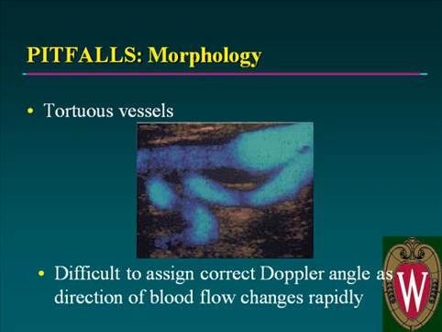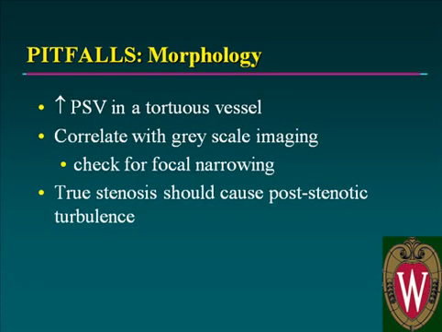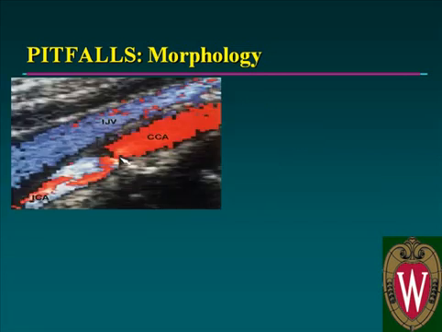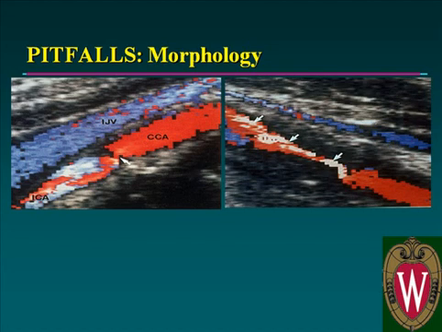Furthermore, because the vessel is changing direction very rapidly, it's difficult to identify a correct Doppler angle. In general, peak systolic velocity tends to be overmeasured in tortuous vessels, and so I strongly suggest that you correlate with grayscale imaging and look for focal narrowing, because a true stenosis should cause poststenotic turbulence. Here is an example of a true stenosis.